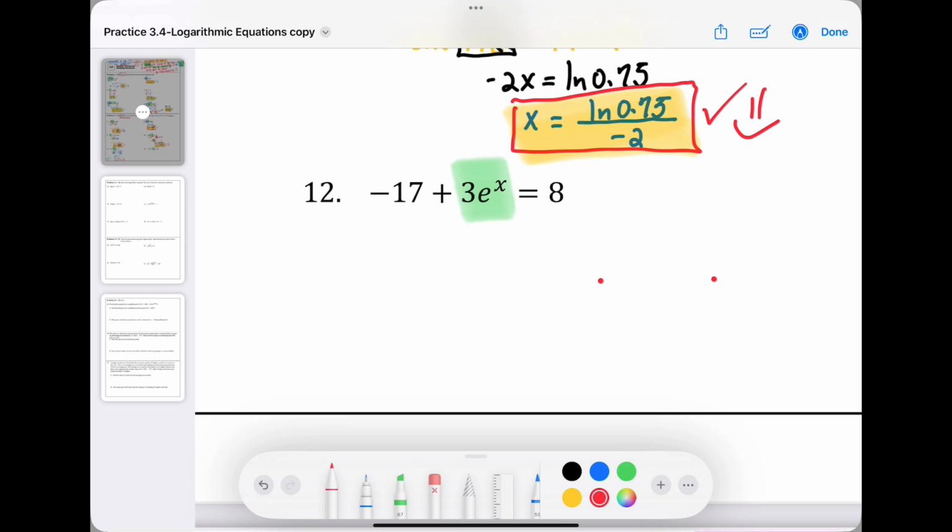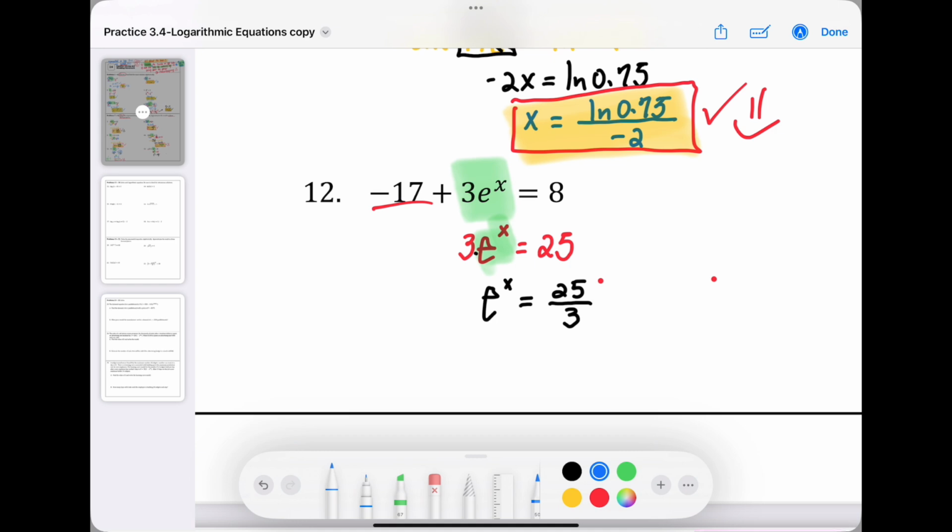Isolate the trouble. So you do know that the trouble is right here. So my step 1, I'm going to do the opposite. Minus 17, the opposite will be plus 17. So 3 times e to the x is equal to 8 plus 17. That gives me 25. Now, do I have my trouble by itself? Not yet. My trouble is only here, right? So I need to do the opposite. Times 3, the opposite will be divided by 3. So I have e to the x equal to 25 divided by 3.